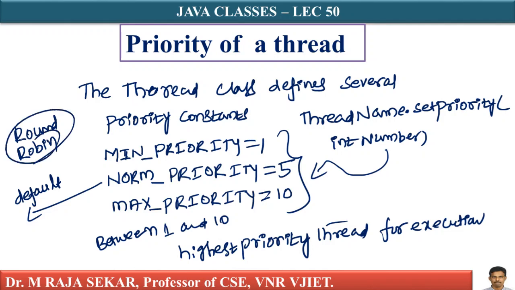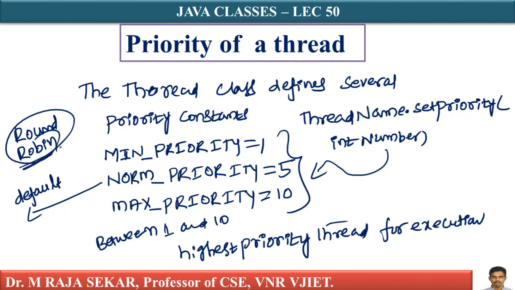Let me repeat. The job of the thread scheduler is to keep the highest priority thread running all the time, and for the threads of the same priority, the time slices are allocated in round robin fashion.